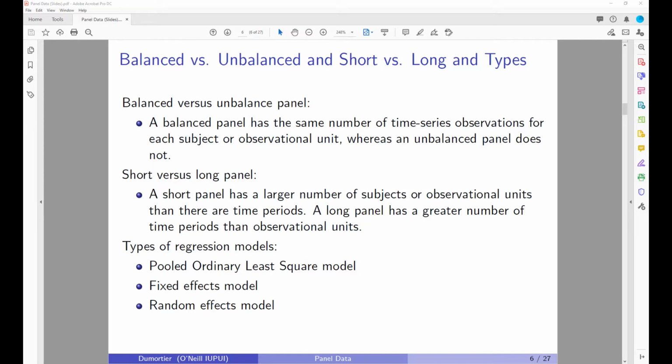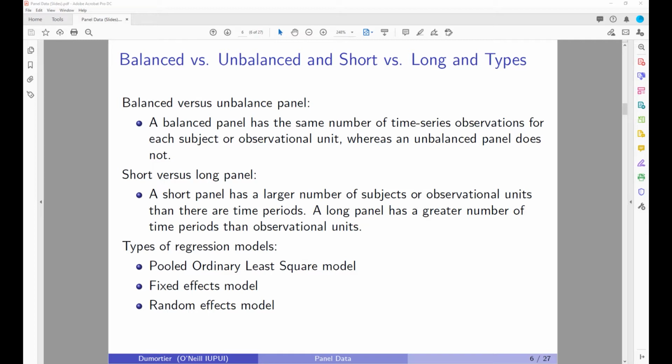Now, there are multiple types of regression models, and the first model is the simplest one, where we are looking at a pooled ordinary least square model. What this means is that we ignore the time aspect of the model and simply assume that all of those observations happen in the same time period. The two models that are listed here, the fixed effects model and the random effects model, are true panel data models, okay? And we will analyze them in this lecture.